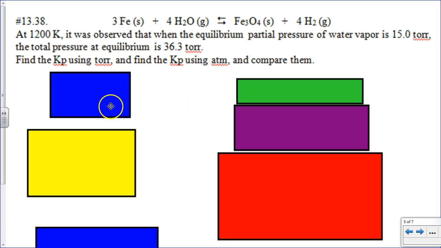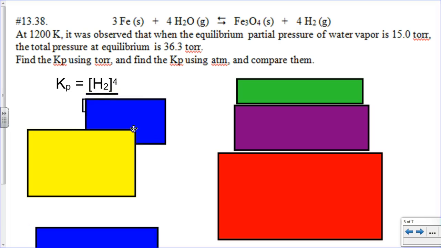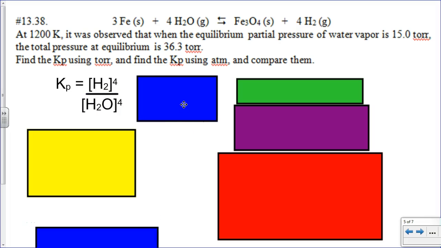Here's the K value you should have gotten. Hopefully you didn't get stumped by the solid on the left-hand side and the solid on the right-hand side. We do only have two gases, so our Kp is simply going to be the hydrogen gas to the fourth power divided by the water vapor to the fourth power, and that's all we've got.